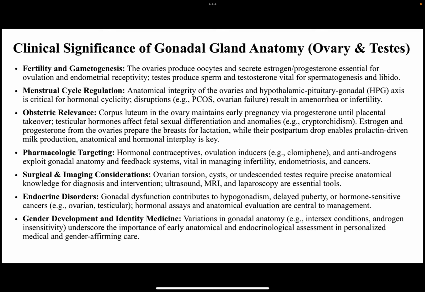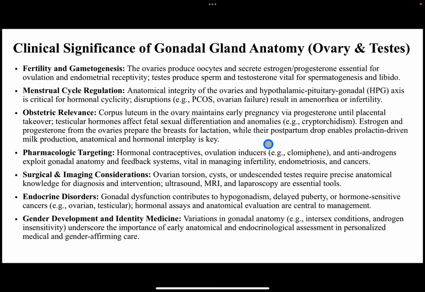Then the obstetric relevance. For you as a midwife, you should know things relating to the gonads. For example, the corpus luteum in the ovary maintains early pregnancy via progesterone until the placental hormones come to take over. Secondly, the testicular hormones affect fetal sexual differentiation and anomalies. If someone is having problems with the testicular hormones, the person can end up with conditions like cryptorchidism, that is failure of the testes to descend into the scrotum after birth.